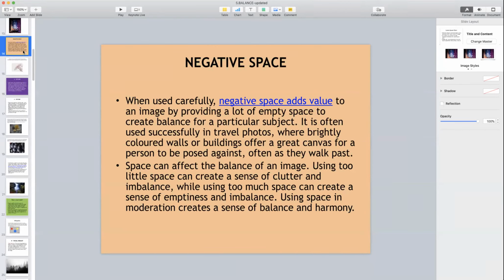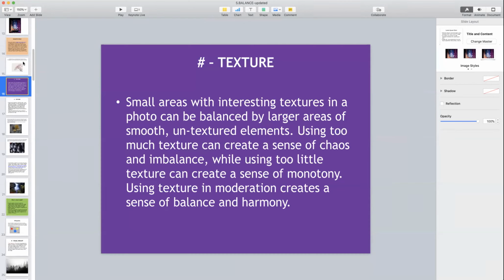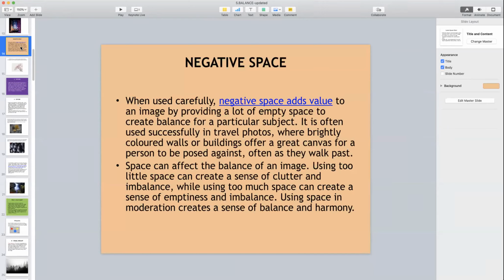Fine. So what exactly is this negative space? So there is another, this is a texture. This is only one. Okay. So when used carefully, negative space adds value to an image by providing a lot of empty space to create balance for a particular subject. तो इसमें कुछ है नहीं. You are leaving a certain part just empty.